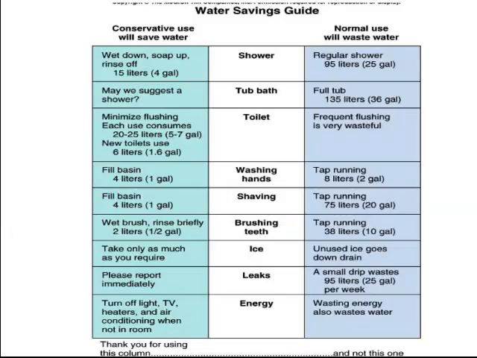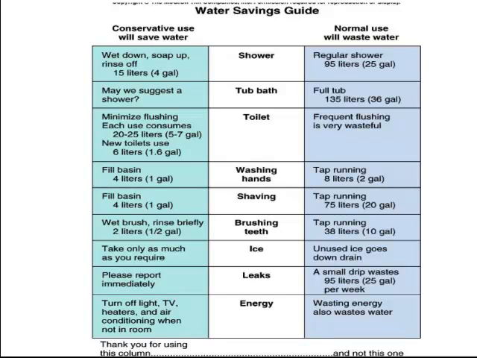So how can we actually save water inside the home? Well, most of these are pretty intuitive. If you compare washing in a shower to washing in a full tub, washing in the shower is going to take much less water. So showering, as long as you're not in there for 20 minutes, is much more efficient.